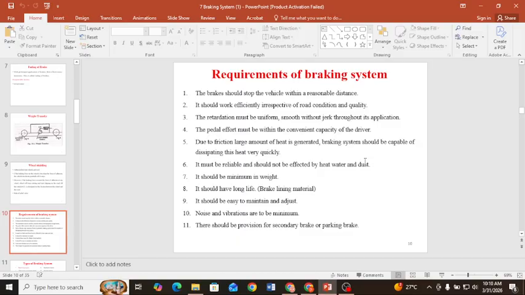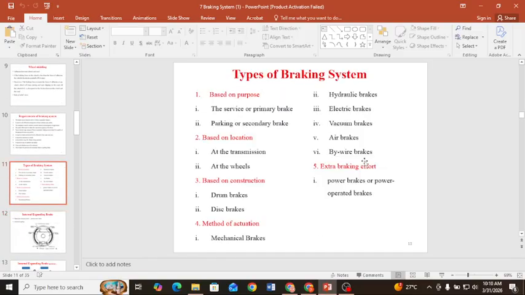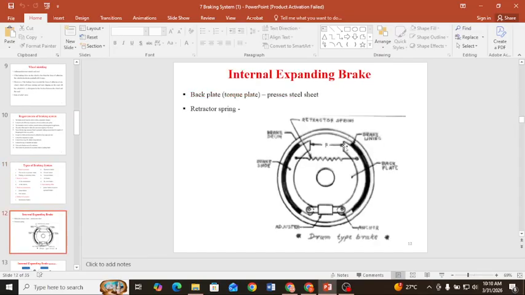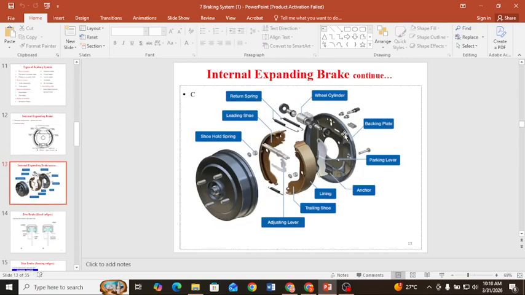Next, in the last lecture we discussed the types of braking systems, which are classified based on purpose, location, construction and extra braking effort. Then we discussed the mechanical expansion brakes, or mechanical brakes, and their different parts, such as the springs and the returning parts.